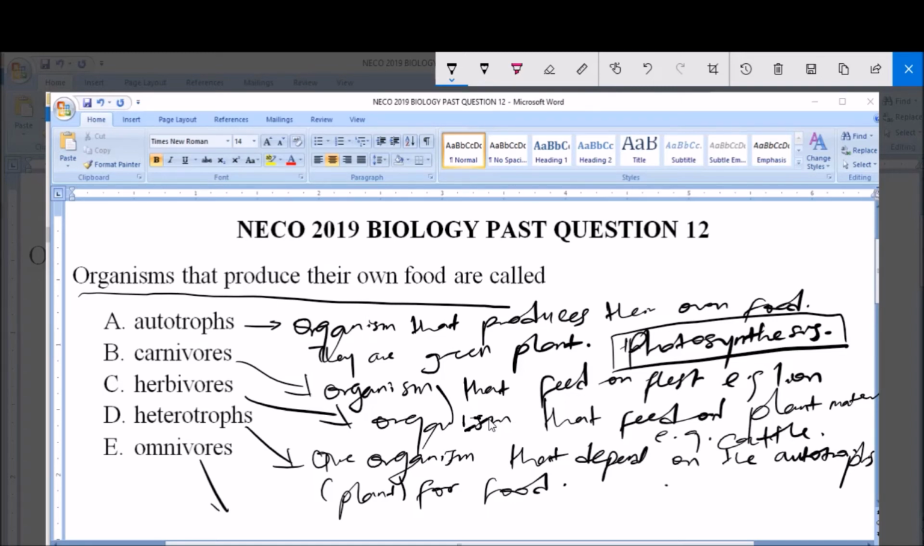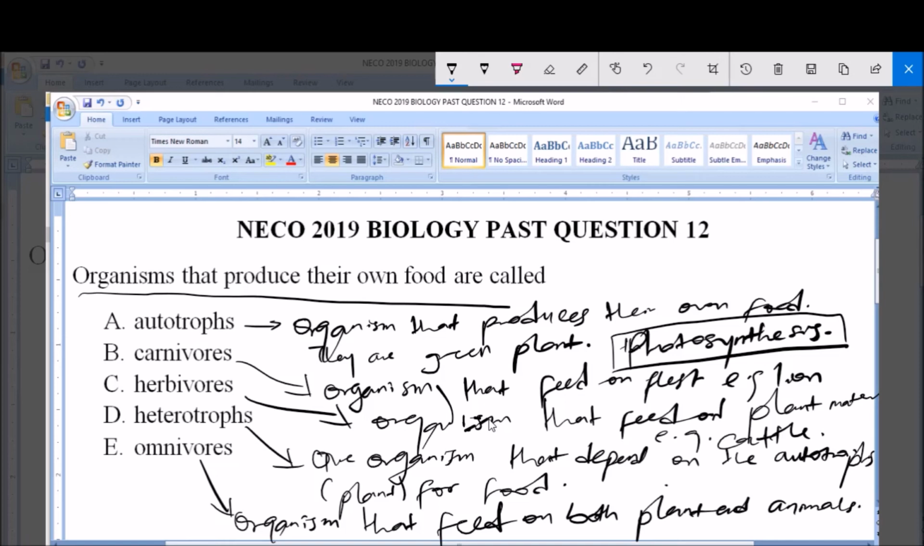Now omnivores, which is option E, simply refers to organisms that feed on both plants and animals. A typical example of omnivores is human or man.